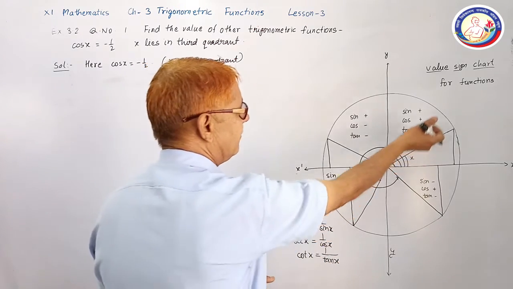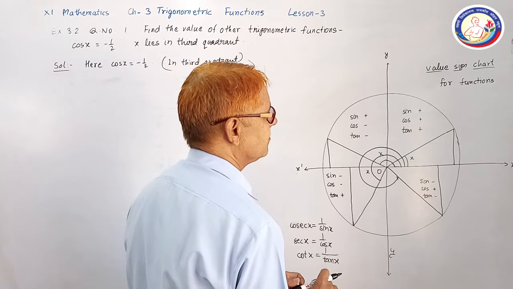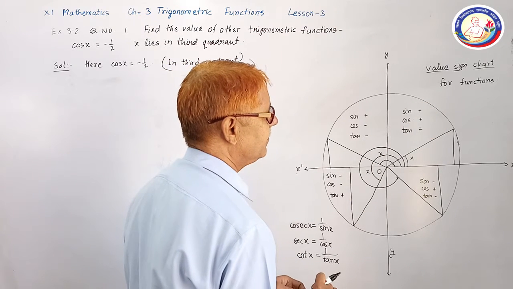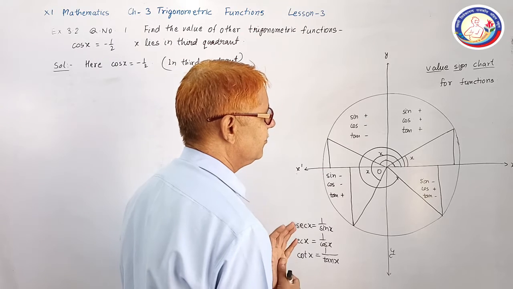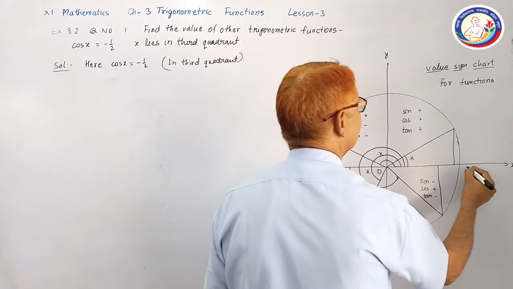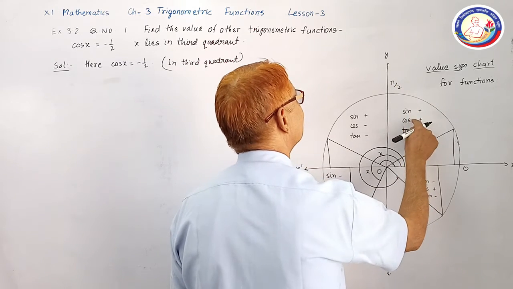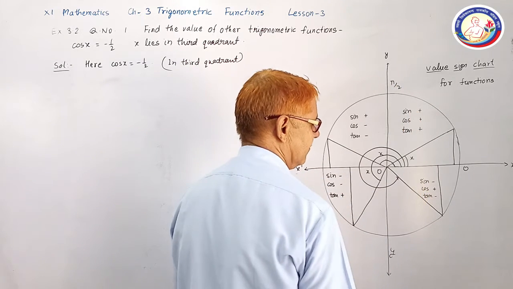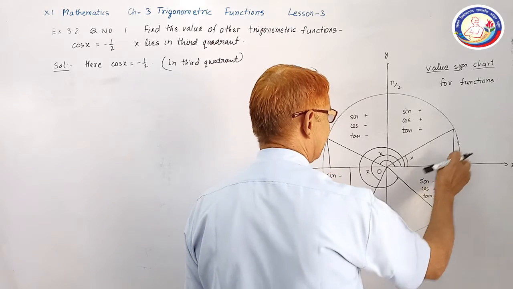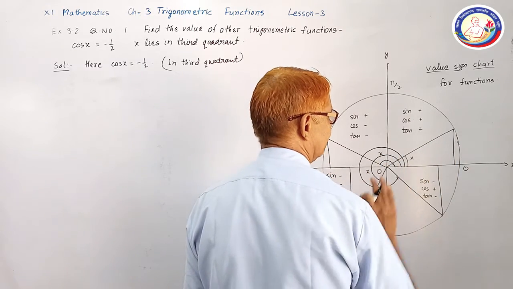So this is the chart for the sign of the functions, whether they are positive or not, from 0 degree to pi by 2 in the first quadrant. Sine, cosine, tangent all are positive because here perpendicular and base will always be positive.